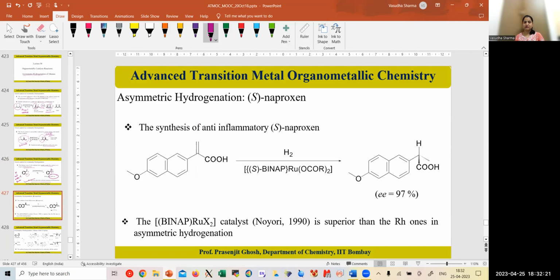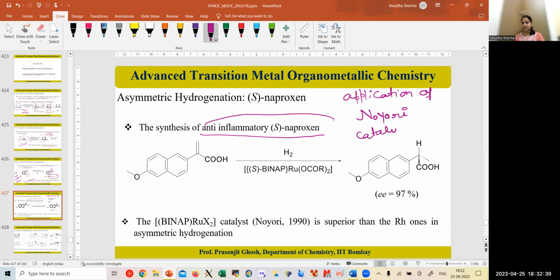Now to form another kind of molecule, the synthesis of anti-inflammatory S-naproxen. So this is basically the application of your Noyori catalyst, where the asymmetry is bringing a lot of synthesis of a lot of molecules. And if we have a terminal alkene over here, and you're using hydrogen, it will get activated in presence of your Noyori catalyst. You need to be sure that it is using an S form. It could be having an R form, and then the conformations would be different. So this is the one.